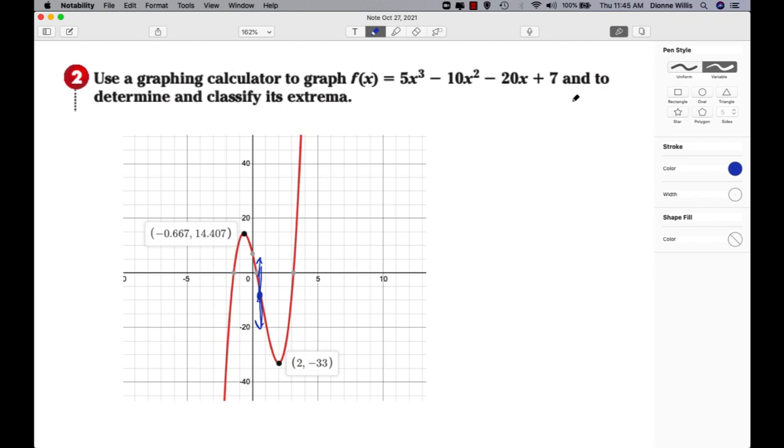But they asked us to determine and classify the extrema. So when we graph it, we see that we've got this high point. Click on it on Desmos. They give you the exact value. So we will call this a relative maximum. Relative max. This graph doesn't have an absolute max or min because it continues on in each direction, but it does have a relative max and a relative minimum. All right.